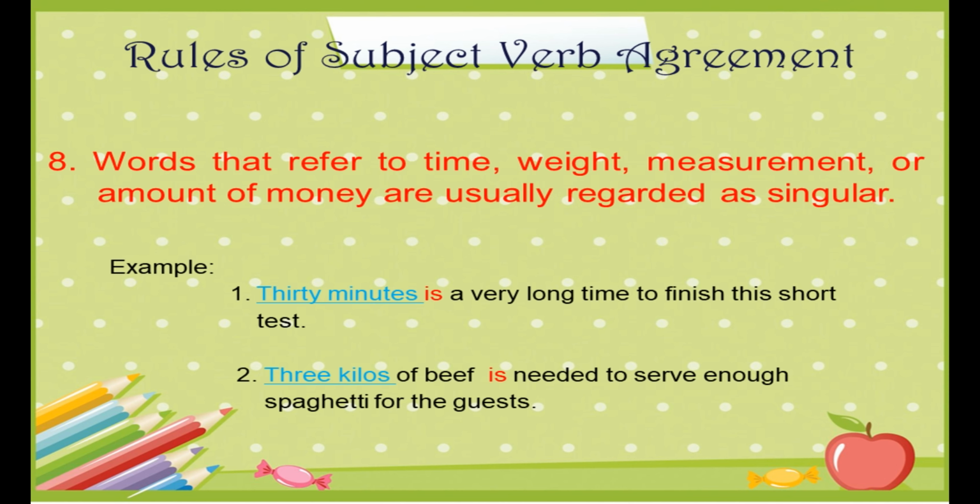Rule number 8. Words that refer to time, weight, measurement, or amount of money are usually regarded as singular. Example: 30 minutes is a very long time to finish the short test. Number 2. 3 kilos of beef is needed to serve enough spaghetti for the guests.